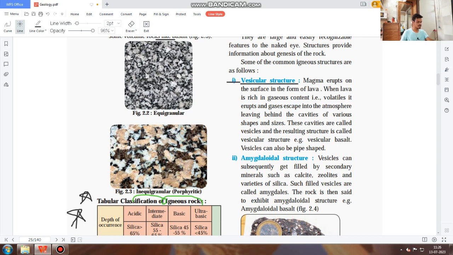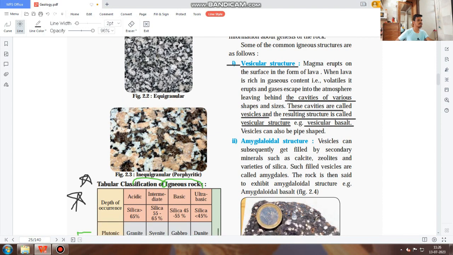Structures of igneous rocks. The first structure is vesicular structure. Vesicular structure forms when magma erupts from the surface to form lava. When lava is rich in gases and volatiles, it erupts and the gases escape into the atmosphere, leaving cavities behind. This is the main point, leaving cavities behind. When the cavities are present, only then do vesicular structures form. These cavities are called vesicles, resulting in the structure called vesicular structure.